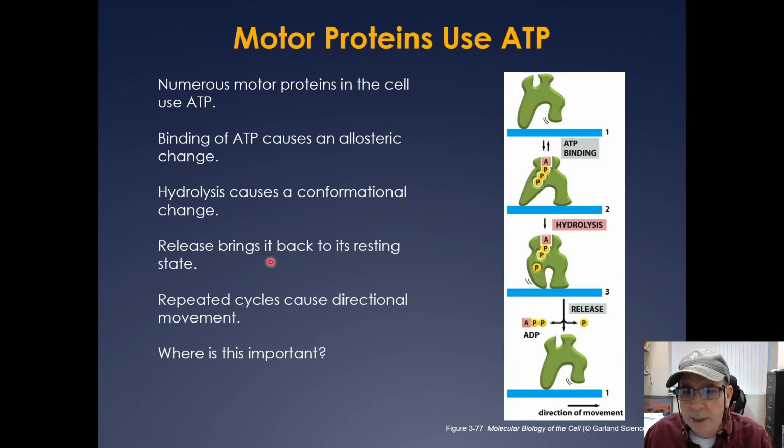Okay, and in the case with muscle contraction and just with myosin motors in general, repeated cycles of this cause movement in a direction. So once this happens over and over again, you get repeated cycles.